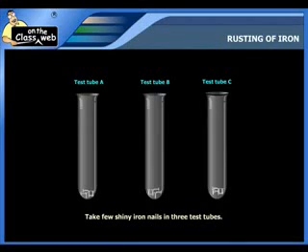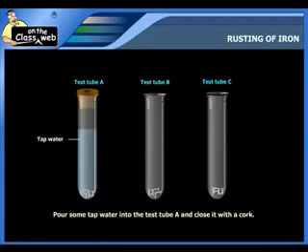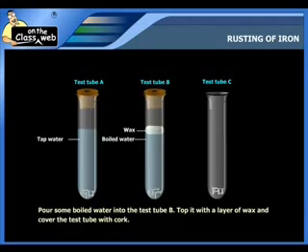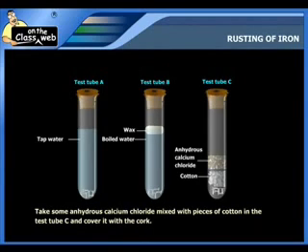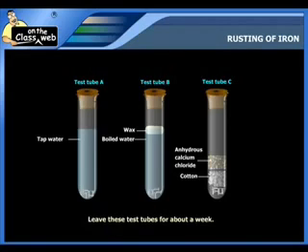Take a few shiny iron nails in 3 test tubes and label them as A, B, and C respectively. Pour some tap water into test tube A and close it with a cork. Pour some boiled water into test tube B, top it with a layer of wax, and cover the test tube with a cork. Take some anhydrous calcium chloride mixed with pieces of cotton in test tube C and cover it with a cork. Leave these test tubes for a week.